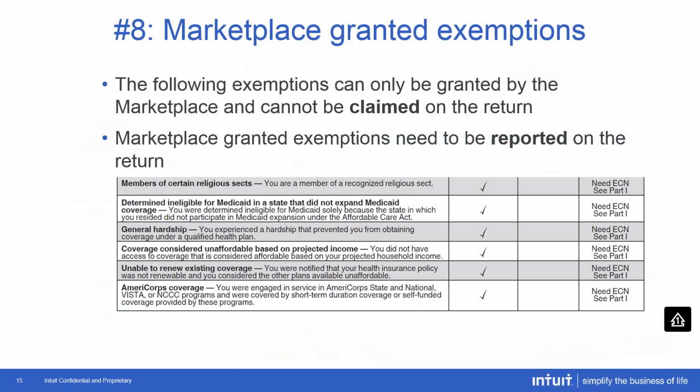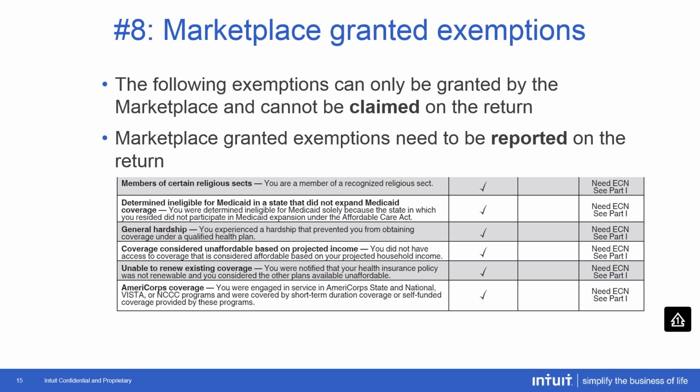Okay, next we're going to go through some of the various exemption types. The first big subcategory in use case number 8 are marketplace granted exemptions. The following exemptions can only be granted by the marketplace and cannot be claimed on the tax return.